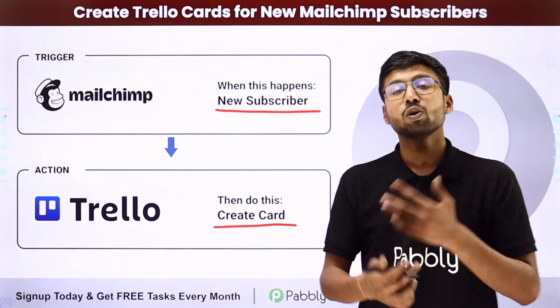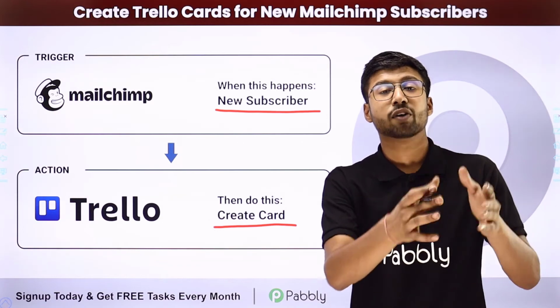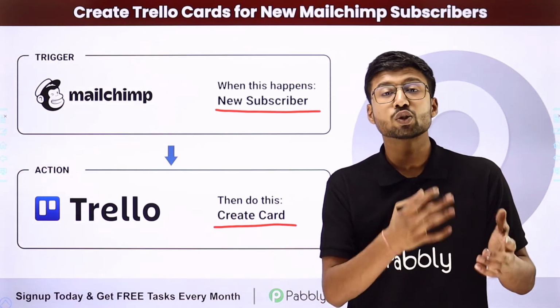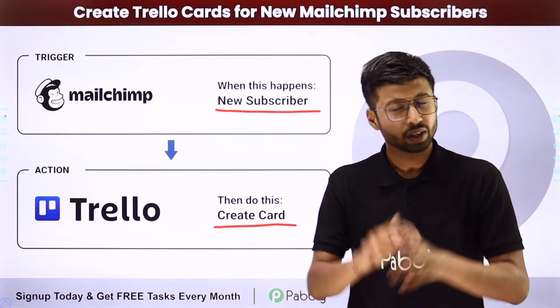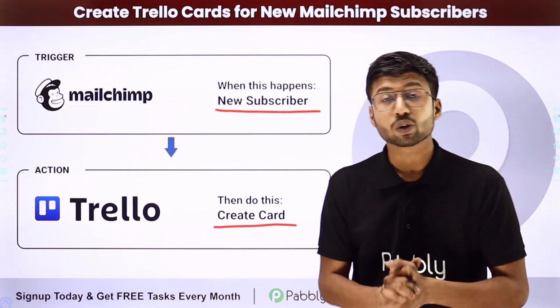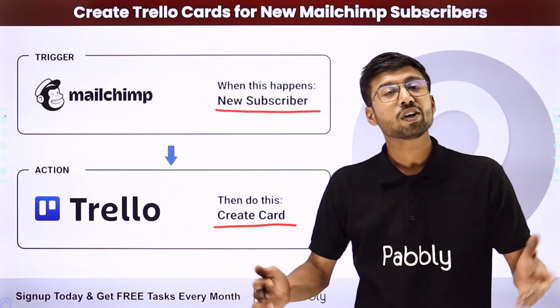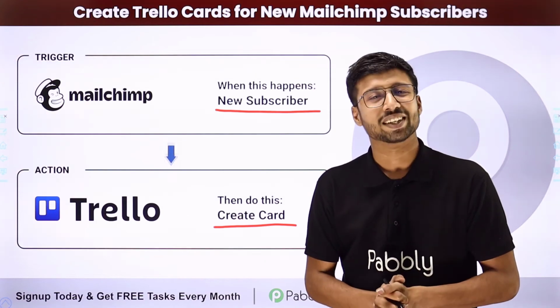In this way, I have all the tasks, all the leads data live on my Trello card, showing the leads whom I need to contact or nurture. So if you want to know how you can set up this automation between Mailchimp and Trello, for that you just have to come with me to my screen.